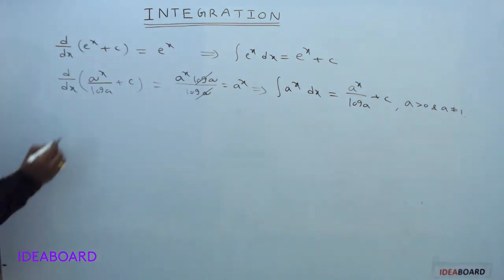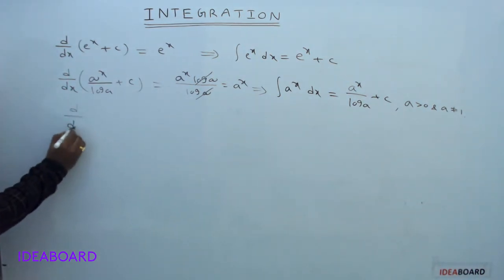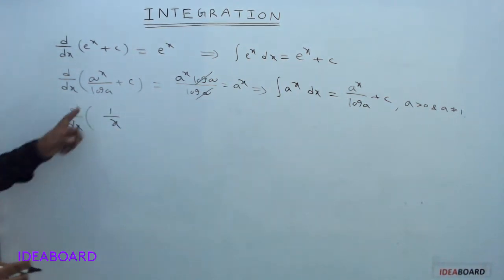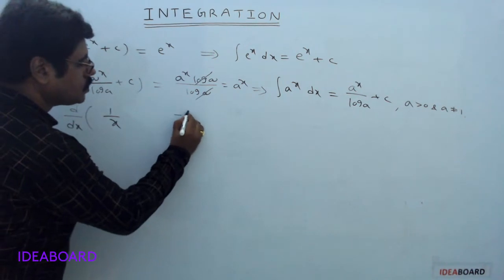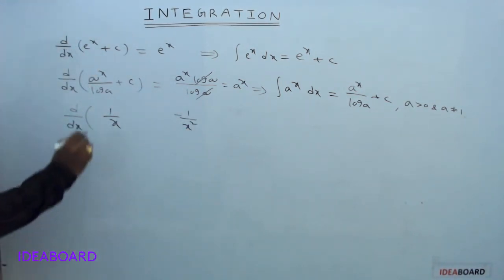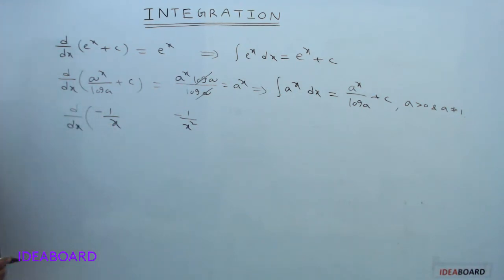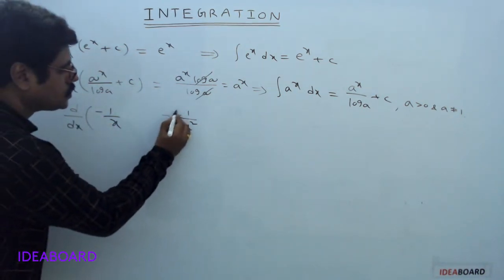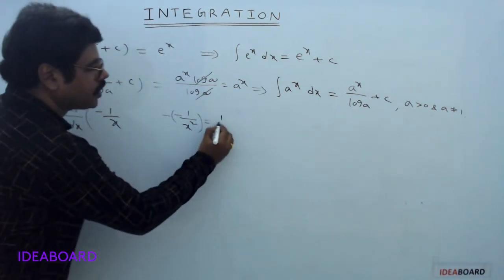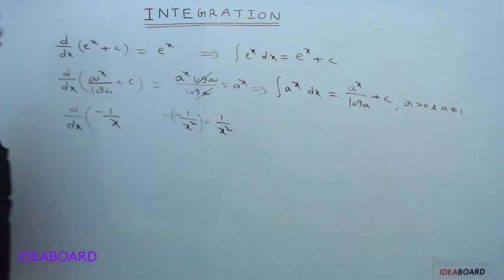Next come to another formula. What is the derivative of 1 by x? Derivative of 1 by x is minus 1 upon x square. What is the derivative of minus 1 by x? That is minus of minus 1 by x square. It becomes 1 by x square.